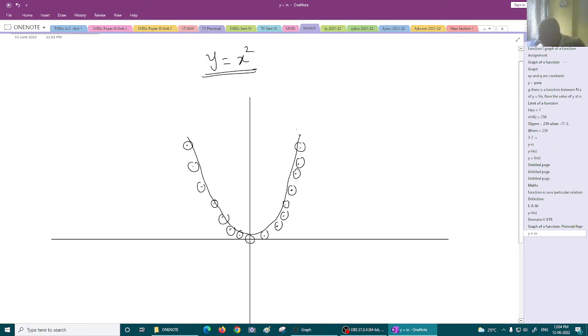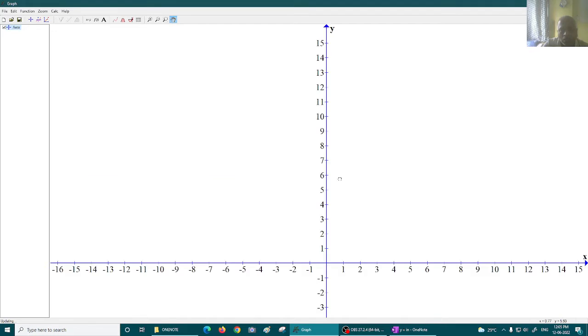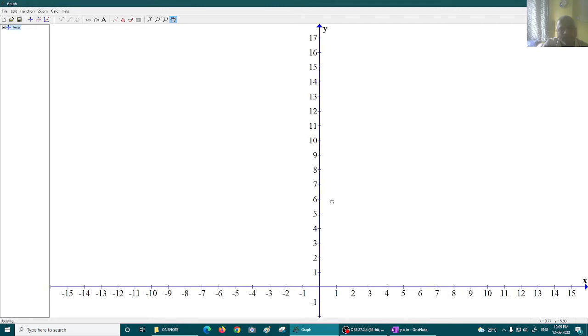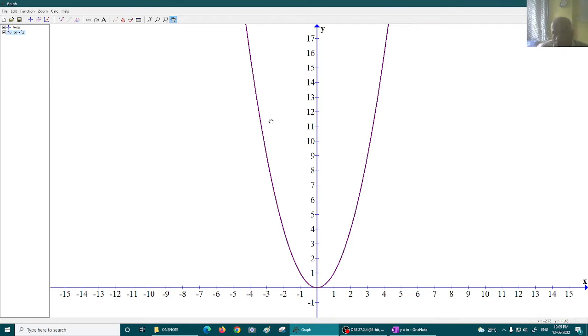So now let us try to get that on the graph paper. In fact, from this you can also understand something. See that the square of a number is never negative. So the graph of y equal to x square will never lie below the x axis, it will always be above the x axis. Since I have some idea about the graph, let me take it over here. Okay, fine. And now I am putting y is equal to x square. And now you can see that this is the graph of y is equal to x square.